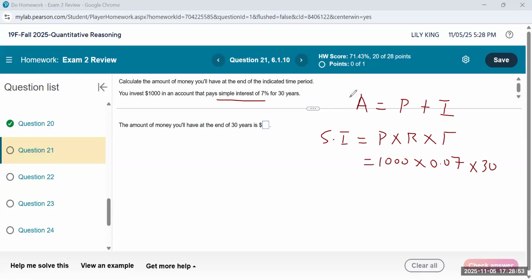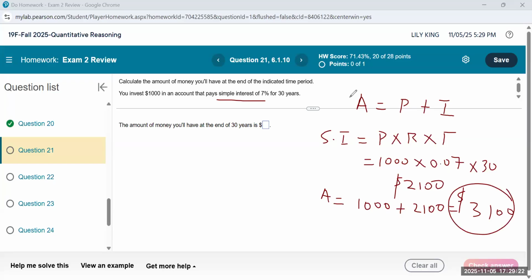So this gives an interest of $2,100. And then we add that back to the principal to get the amount at the end of the 30 years, which is $3,100. So you started with $1,000. At the end of the 30 years, you go home with $3,100.